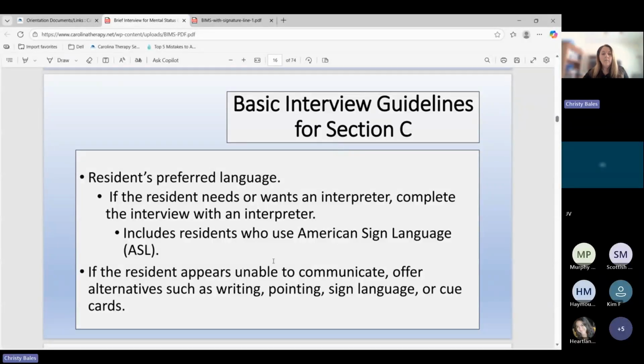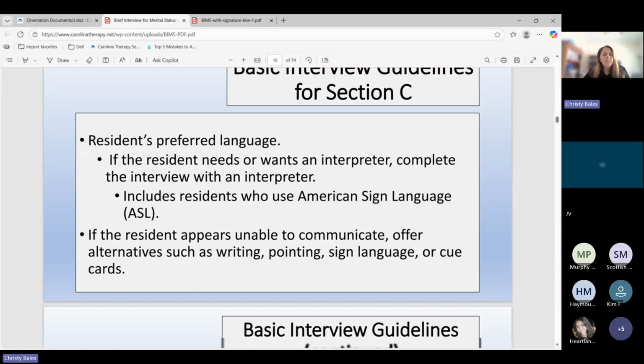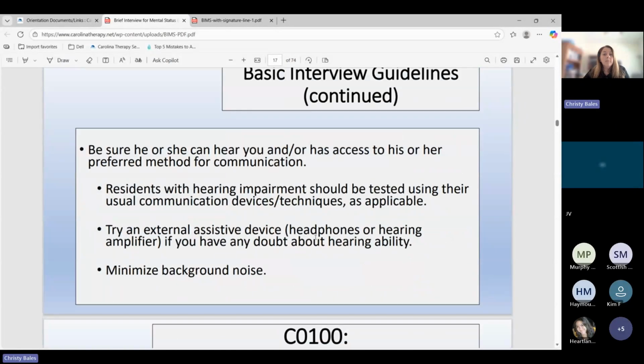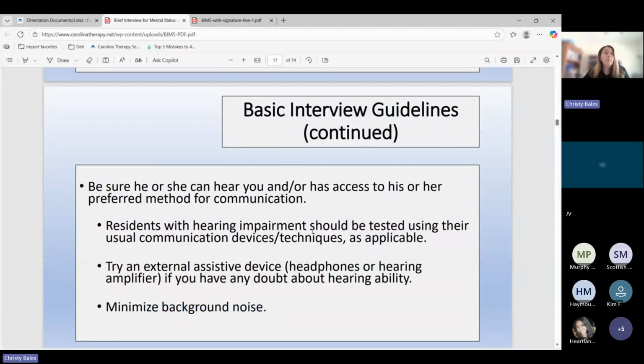So, and then anyone who uses ASL would also need an interpreter, if that's the case. Possibly they can read, so we can do it that way too. If the resident appears unable to communicate, offer alternatives such as writing, pointing, sign language, or cue cards. Earlier, I had some cue cards up here. I just typed in BIMS cue cards, and it came up with it. I mean, there's hundreds of them. So don't reinvent the wheel. Just go out and look them up.